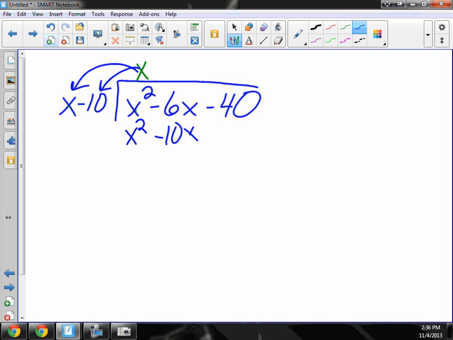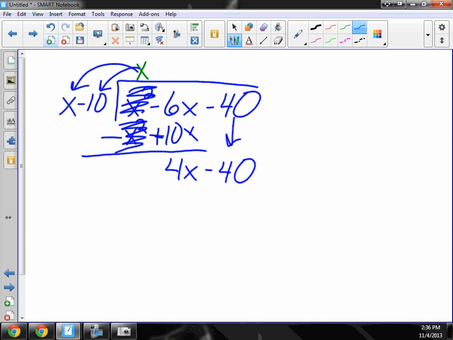Subtract. So I draw a line and I change all of the signs. And the leading one should always disappear or you screwed it up. So this should go away and that should go away. Okay? What is negative 6x plus 10x? 4x. Now I bring down the negative 40. How many times does x go into 4x? 4 times. What times x is 4x? 4. So this is plus 4.